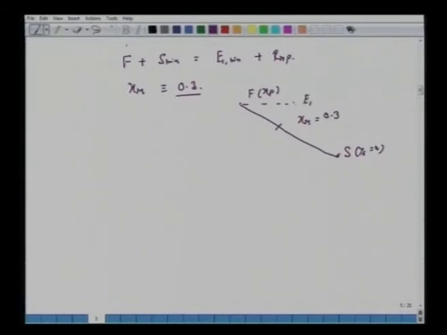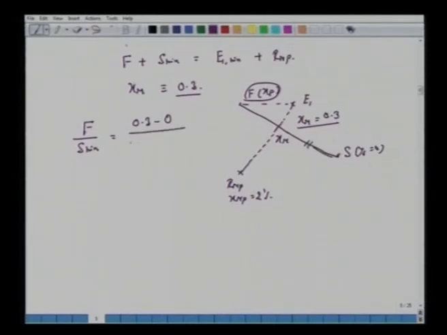Then now we can write down F over S min. So F over S min is 0.3 minus 0, so this segment, over 0.5 minus 0.3. So 0.5 is here minus 0.3 here, so this segment. And then this will be equal to, from here we can calculate S min. F is 2.25 divided by 1.5. So this number is 3 by 2, 1.5. We have 1.5 kg per second.